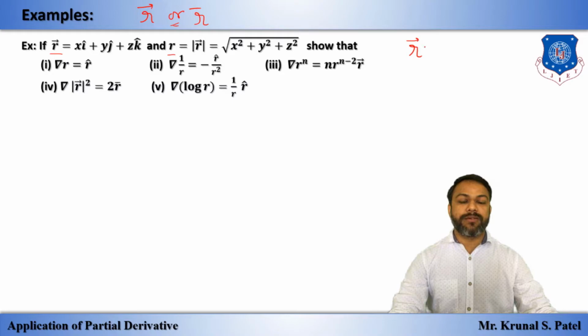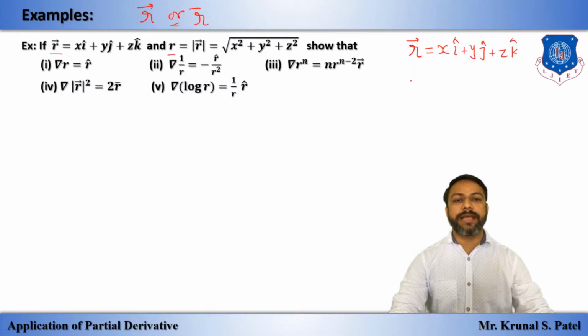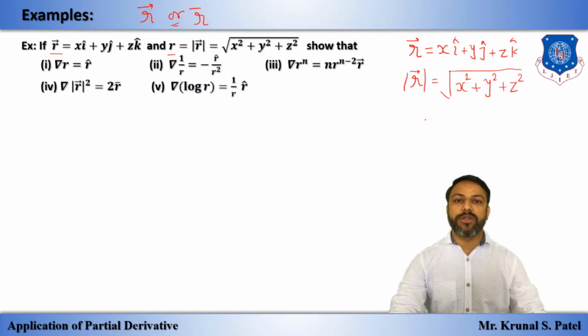If we have vector r is equal to xi plus yj plus zk, then if we take the modulus of this vector, the modulus of any vector is given by under root of x square plus y square plus z square. This is the formula of magnitude or modulus of any vector. And the magnitude of any vector is denoted by simple r, that means this vector symbol is removed.